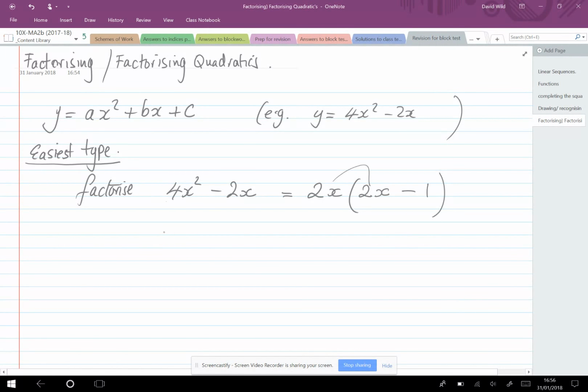Let's do another example like that. So let's say we've got 9x squared minus 81x. Here, 9 is common and x is common. So here we've got 9x times x minus 9. We multiply this out again, worth checking. 9x times x, 9x squared. 9 times 9 is 81 with a minus sign before. 9x times minus 9 is minus 81x.